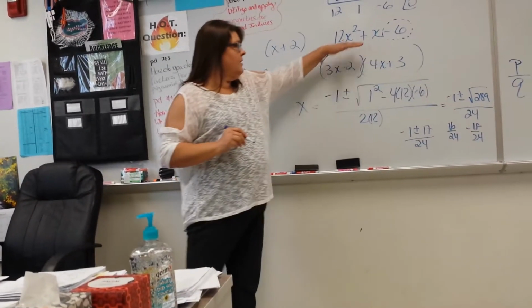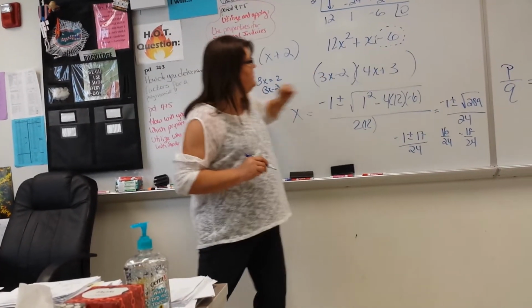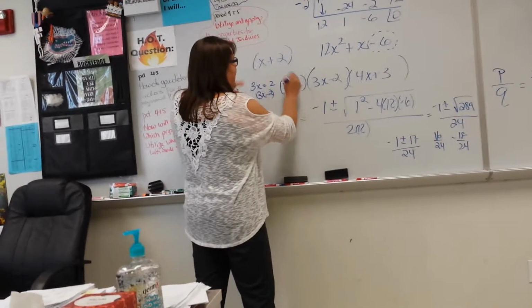Is that indeed going to work? Yeah. So 12x squared plus 9x minus 8x, good. So my linear factorization is complete with all three of these.